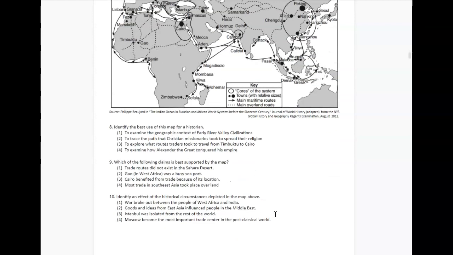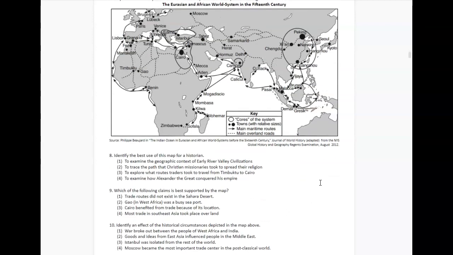So identify the best use of this map for a historian. So what can they tell directly off of this map? 1. To examine the geographic context of the early river valley civilizations. 2. To trace the path that Christian missionaries took to spread their religion. 3. To explore what routes traders took to travel from Timbuktu to Cairo. Or 4. To examine how Alexander the Great conquered his empire. What was the best use of this map for a historian?